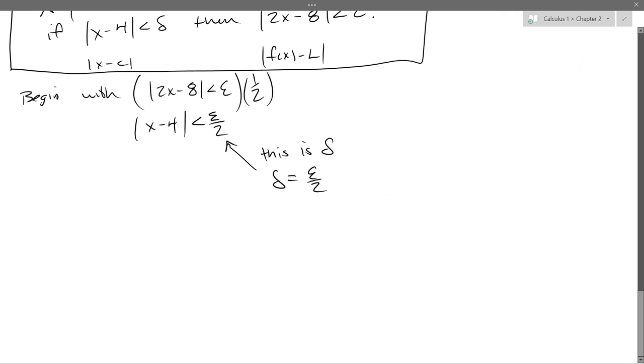So all you have to do is tell me delta. So in WebWork, the answer would be right there. Delta is epsilon over 2. That would be your WebWork answer. They'll ask you, what is delta?